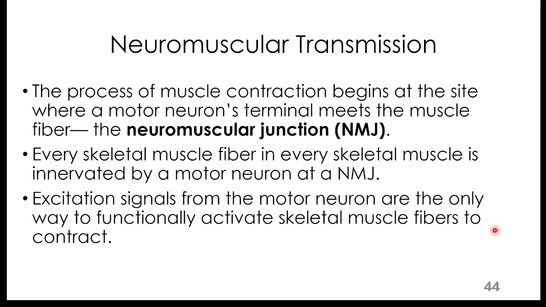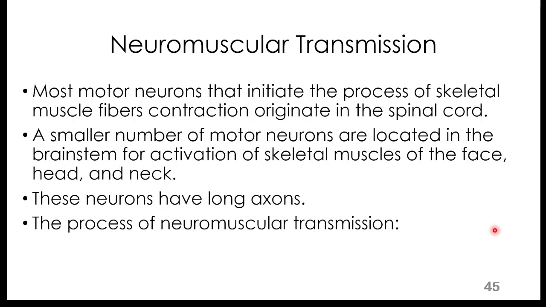neuromuscular transmission. All right, so the process of muscle contraction begins at the site where a motor neuron's terminal meets the muscle fiber. That's the neuromuscular junction. And we've said that every fiber is innervated by a motor neuron, and excitation signals from the motor neurons activate the skeletal muscle to contract.